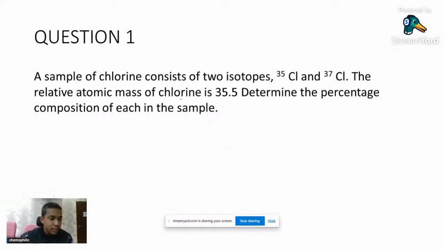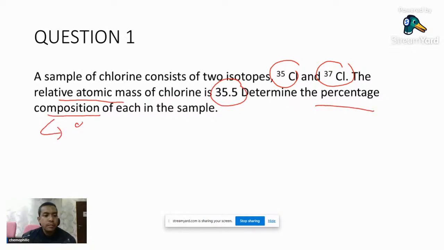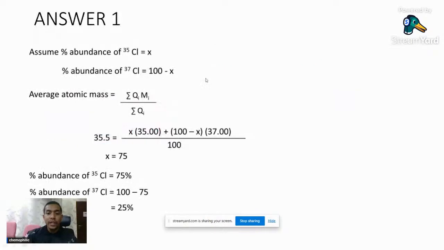So the first question, they give you two isotopes, Cl35 and Cl37, and they say the relative atomic mass of chlorine is 35.5. Determine the percentage composition. This also means percentage abundance, it's just a similar meaning. As you can see, we have two masses, 35 and 37, and the RAM is 35.5. How to solve this question is very straightforward. First, you have to remember this formula.